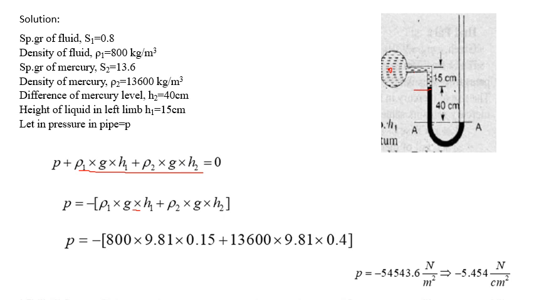So now pressure is equals to minus 54543.6 Newton per meter square. So that is equals to minus 5.454 Newton per centimeter square. So this is a solution. Now here the minus sign indicates there is a vacuum pressure.